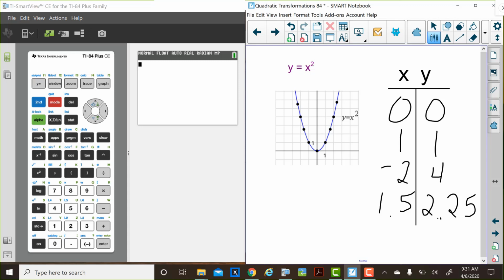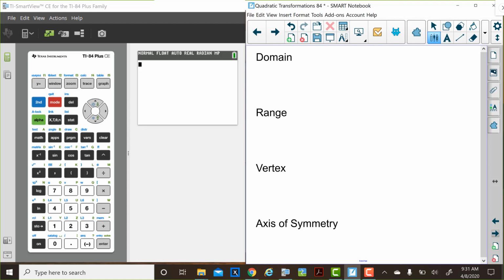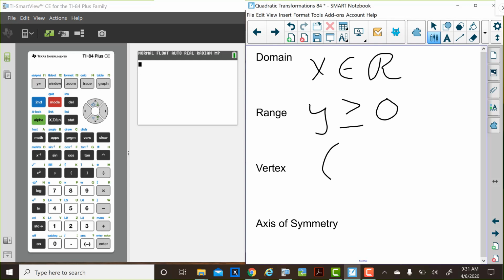Let's record the domain and range of this function. As stated before, the domain is all real numbers. The range is values that are greater than or equal to 0. And you saw that the vertex, which is the lowest point on this graph, this parabola that opens up, was located at 0, 0. The x value that produces this lowest function value was 0, and the lowest function value is 0.